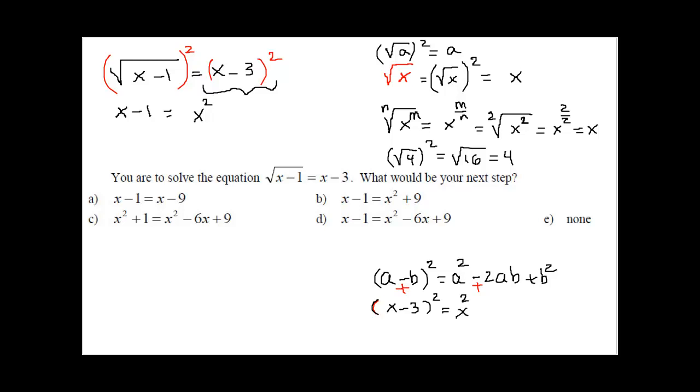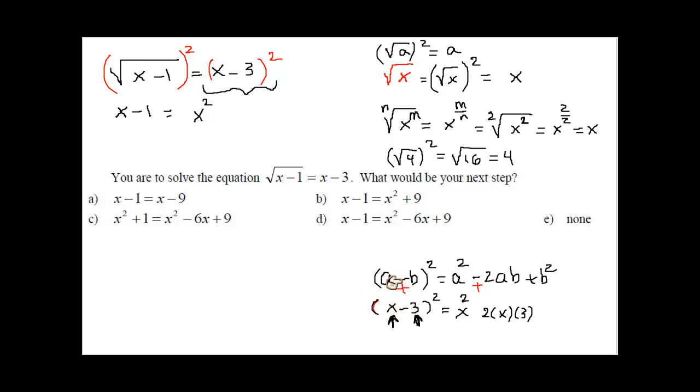X squared plus 2x minus 3 minus 3 squared. Okay, the first term, Ryan, is x. And the second term is 3. So in this case, your a is x and your b is 3.